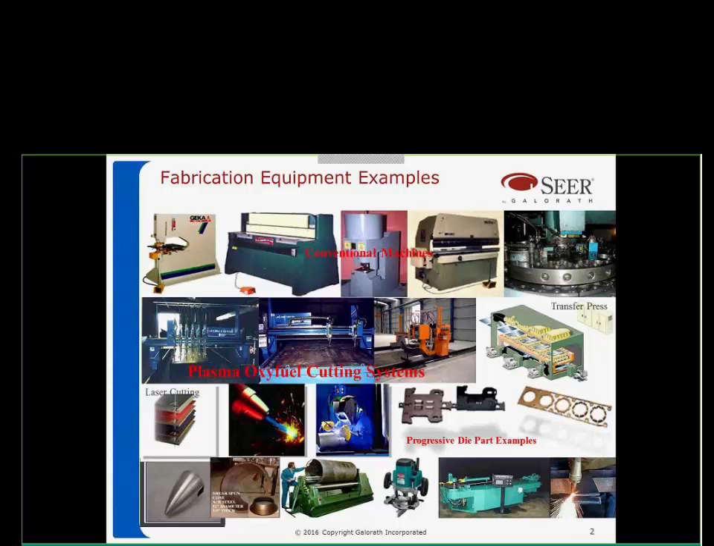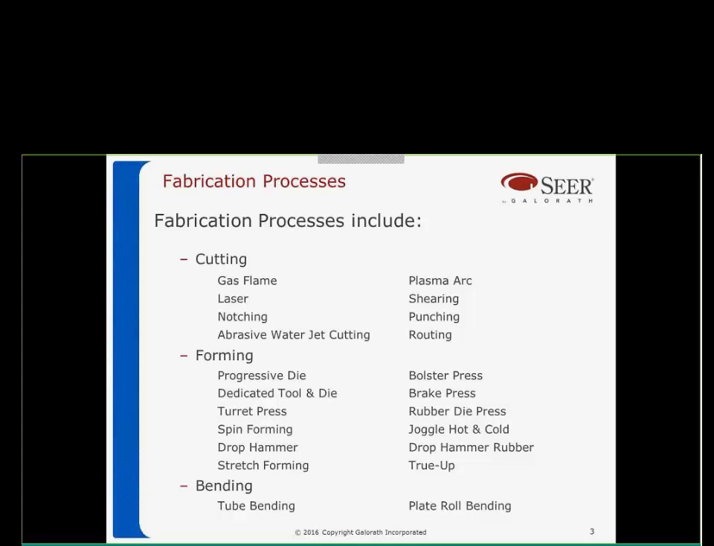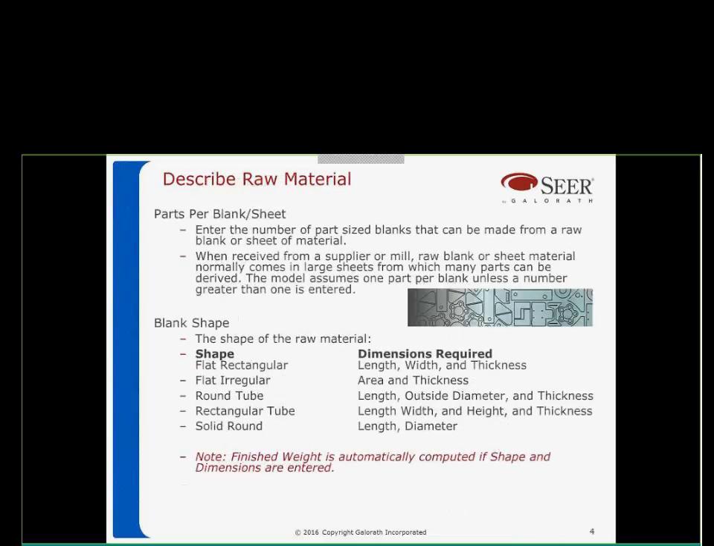What I'd like to do first is give you an overview of both our fabrication model and the Aero Sheet Metal model, which can be utilized in CATIA 5 to develop any estimates that you might have. We do cover conventional machines and all kinds of cutting and forming operations. In the fabrication model, we cover cutting from gas flame, laser, notching, etc., and forming processes, as well as bending, plate roll bending, etc., so that you will have full operations. Any of these operations are usable within the tool.